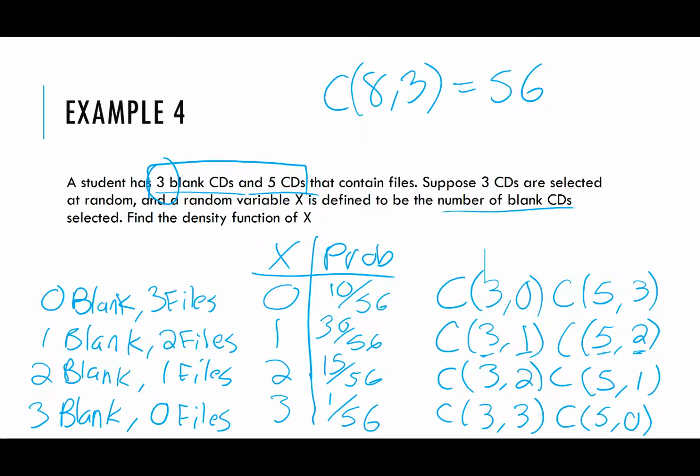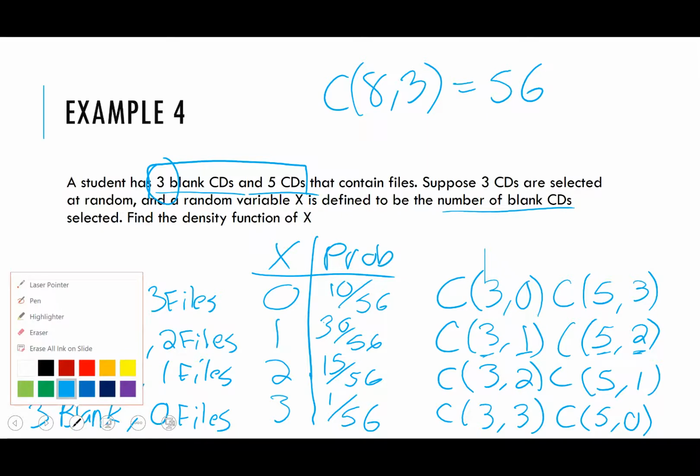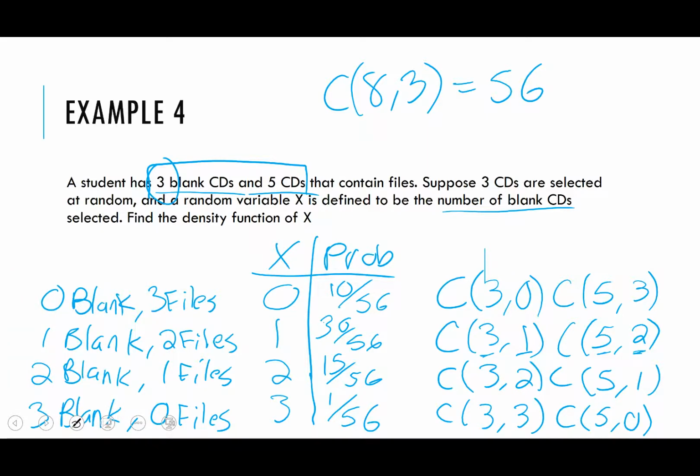Now, if you want to see if you did this right, remember, there are 56 ways in total. So 10, 30, 15, and 1 all add up to that 56. So it all adds up to 1. 56 out of 56, everything's been accounted for. This is the end of the problem. That's our density function.